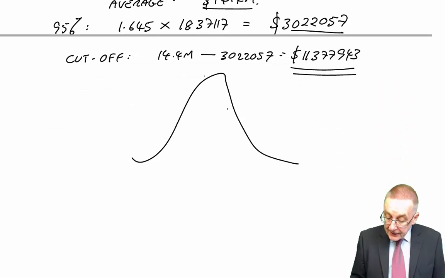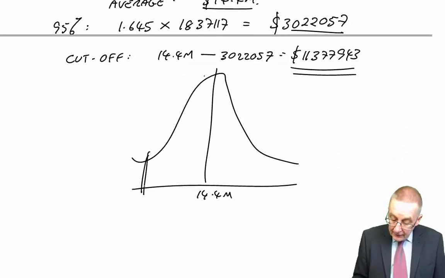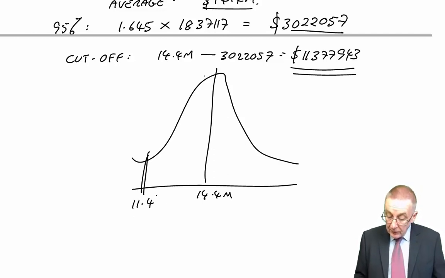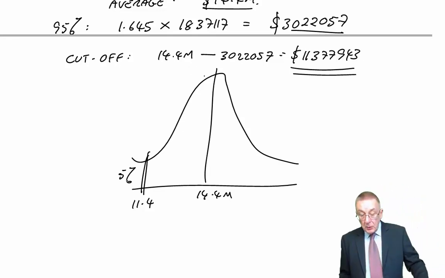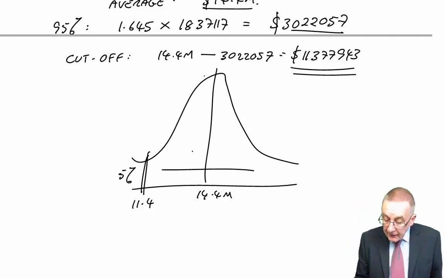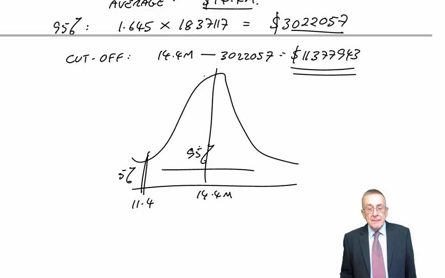So there's the cutoff, the average 14.4, the cutoff 11.377, 11.4. There's a 5% chance of it falling below 11.4 million over the 6 years. Or there's a 95% chance, with 95% confidence, it'll be higher than that.